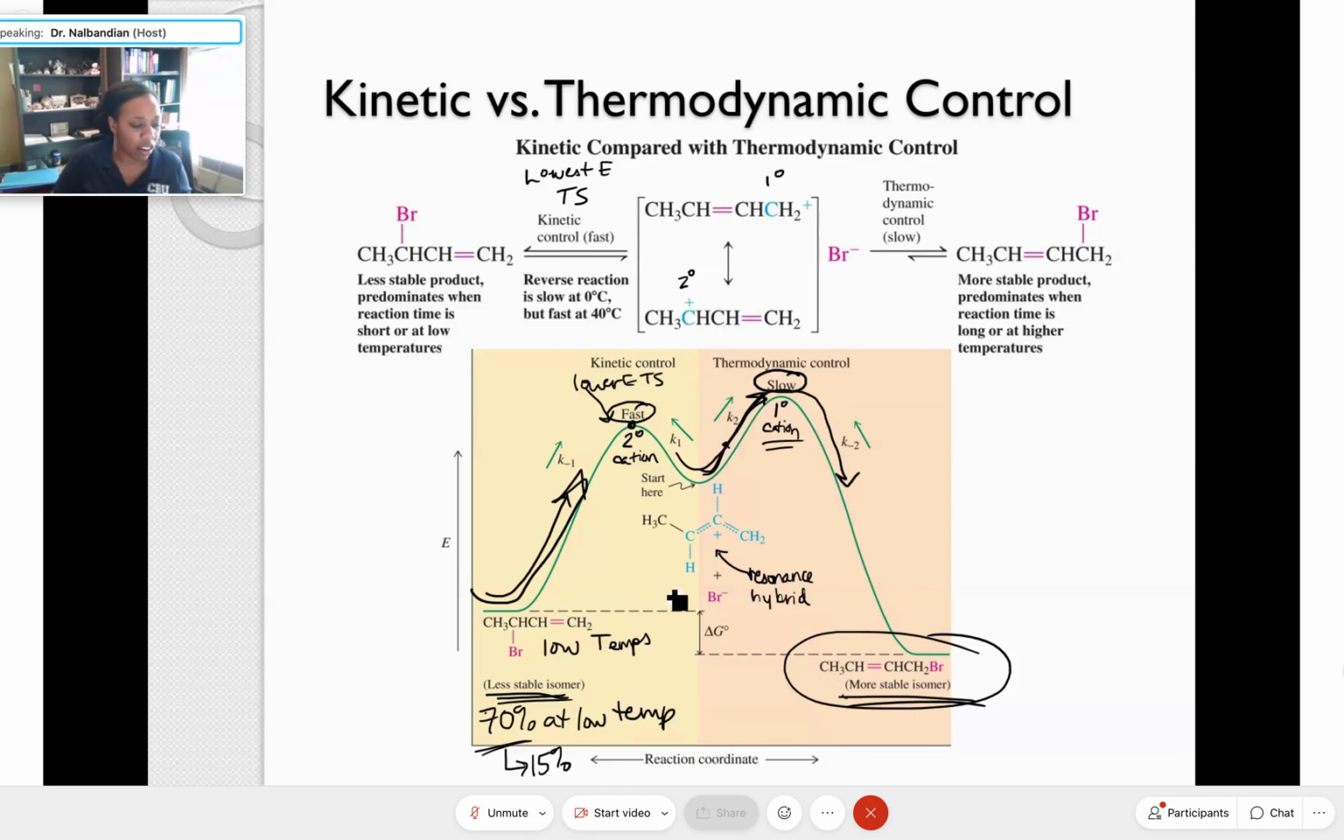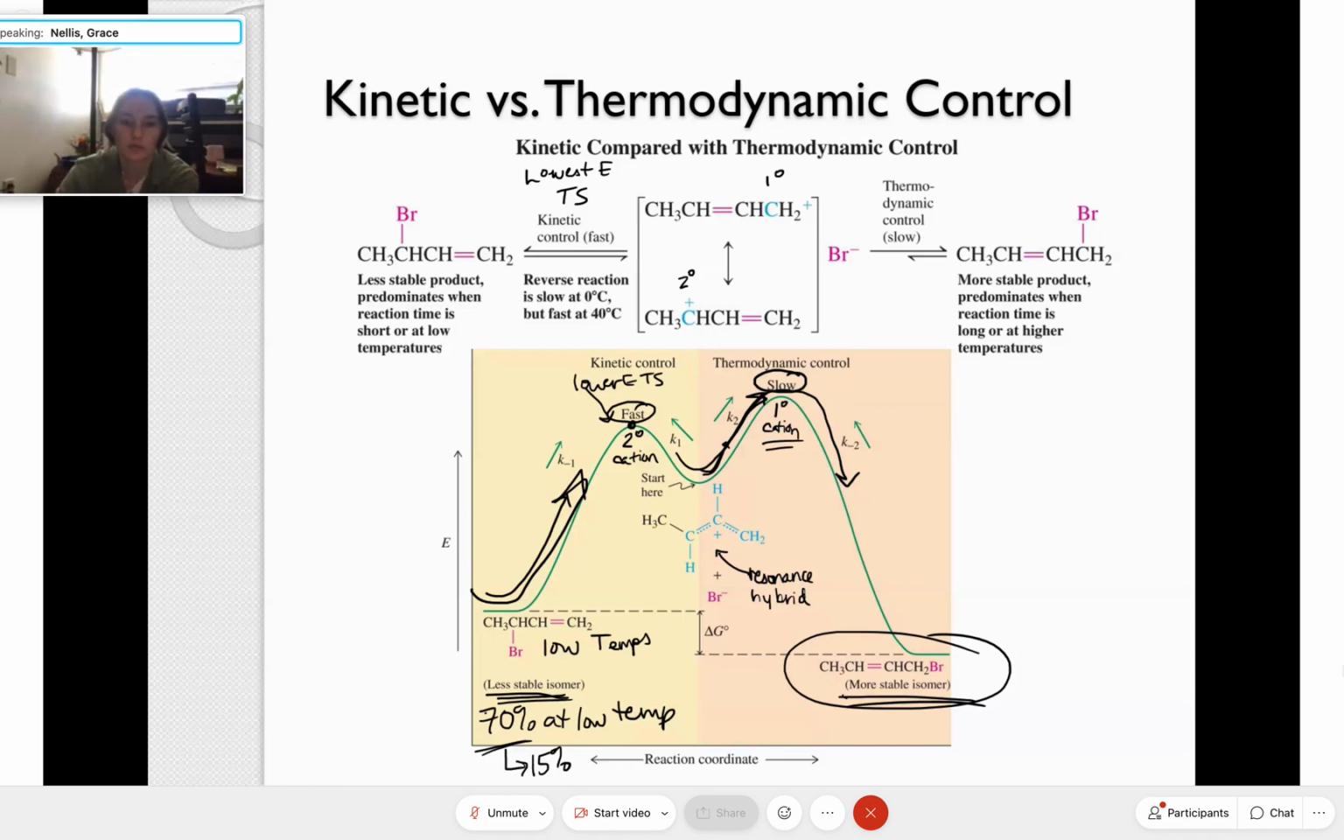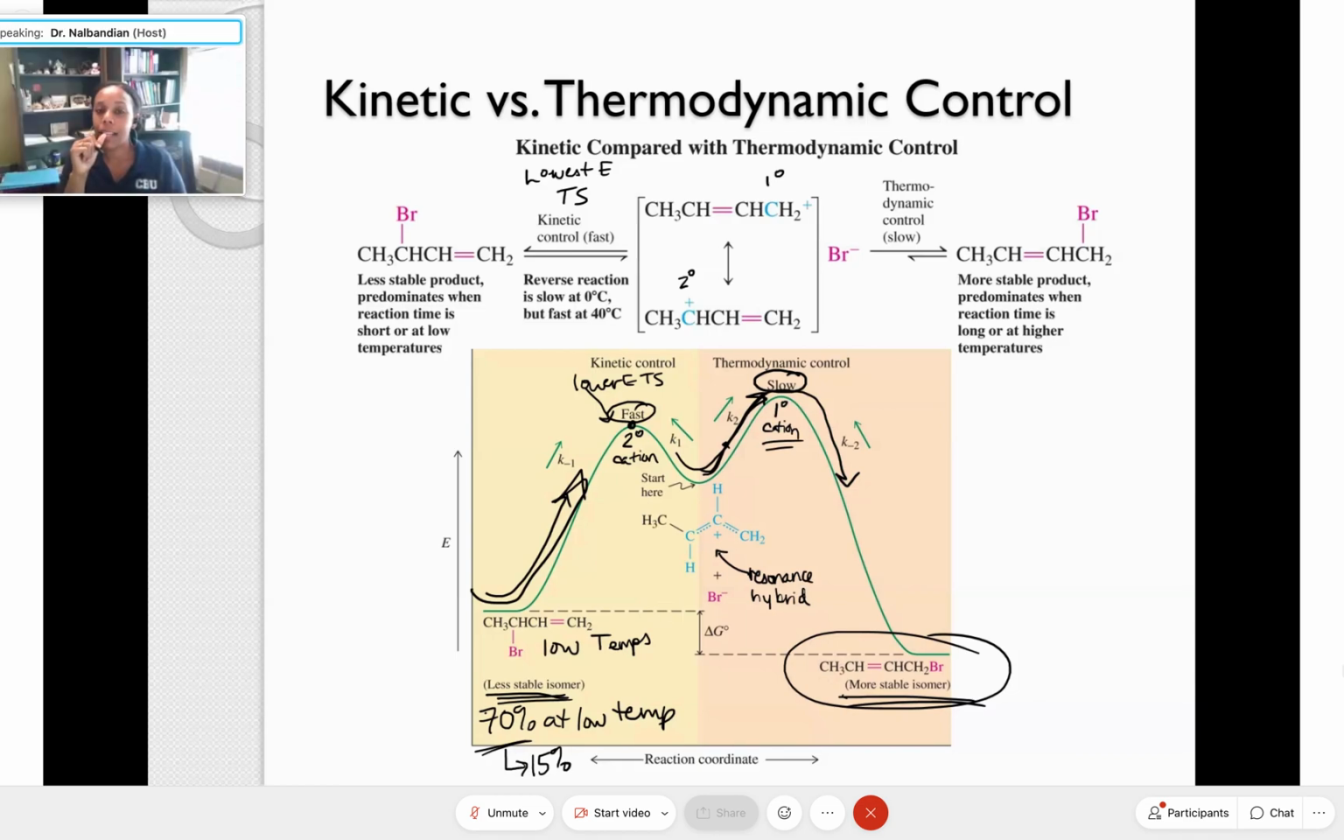Questions there? Yeah, does that only apply for brominations? This only applies for this system where we have an allylic carbocation that we can stabilize by resonance. So for this reaction, this HBr, and for that bromine reaction, yeah, this applies.